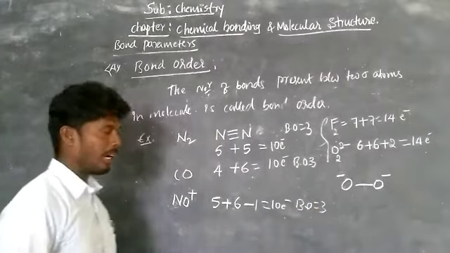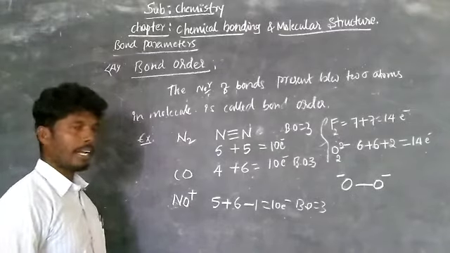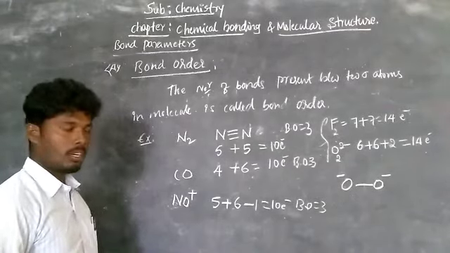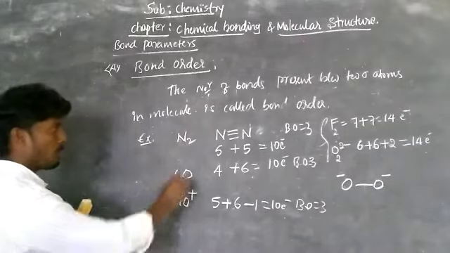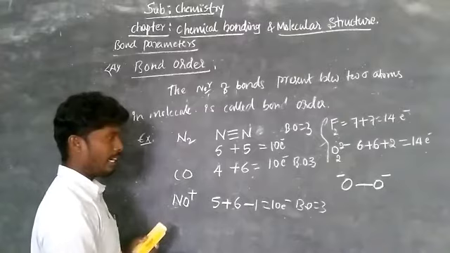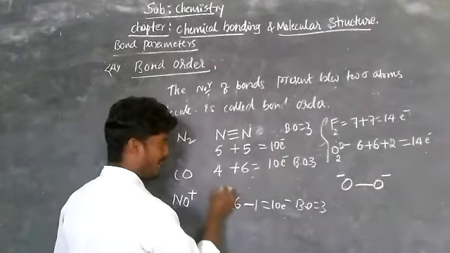Okay, so this is the way to find bond order between the molecules, not atoms, between the molecules. So now observe the structure of nitrogen is this one, N triple bond N. Now what is the structure of this carbon monoxide? Bond order is 3, right?